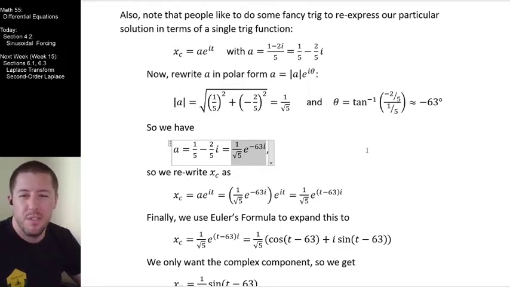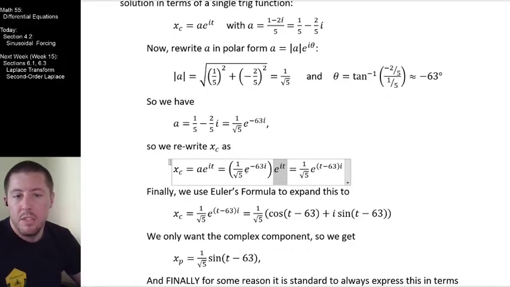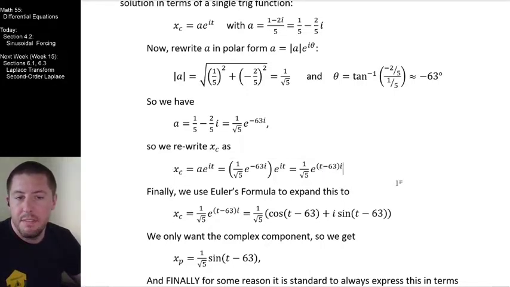It's way more typical to do this in radians, by the way. I don't know, I did this one in degrees. So we can now rewrite that guessed particular solution x sub c. The guess was A e to the it, but we now have a better expression for A in polar form, and polar form of a complex number plays nicely with these exponentials. This is an exponential base e, and this is an exponential base e multiplying it, so we can add their powers, negative 63i and it. They both have a component of i, a positive t and a negative 63.